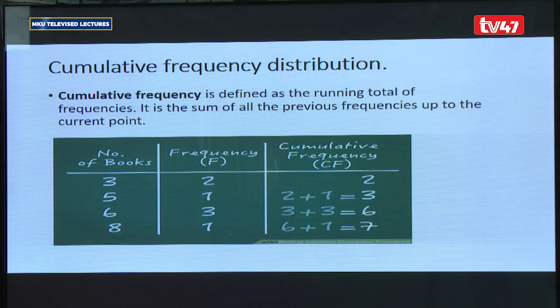And then we have the next one, which is the cumulative frequency, which is defined by running the totals of the frequencies. These are the frequencies we have here. We run the totals of the frequencies. It is the sum of all the previous frequencies up to the current point. We take this frequency through there, and then 2 plus 7, 2 plus 1, and then we have the 3 plus 3, and then the 6 plus 7, and it gives us the cumulative frequency.